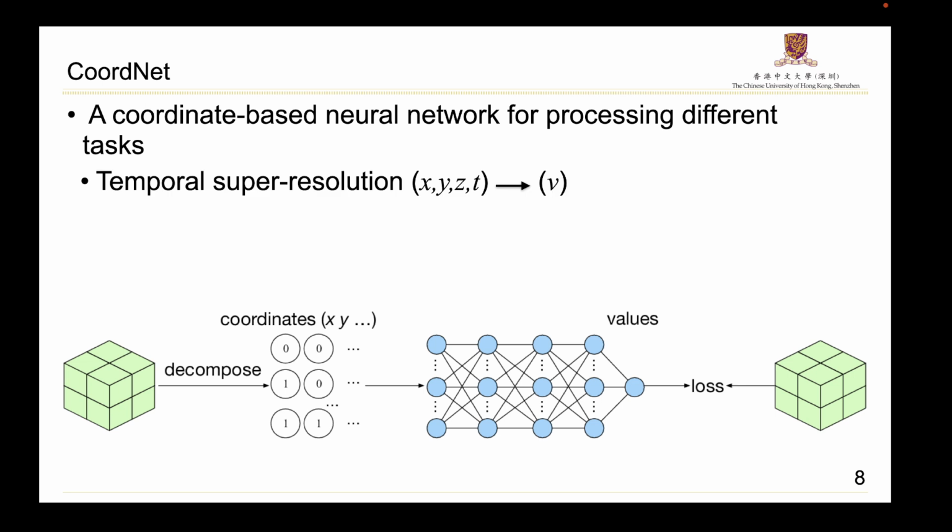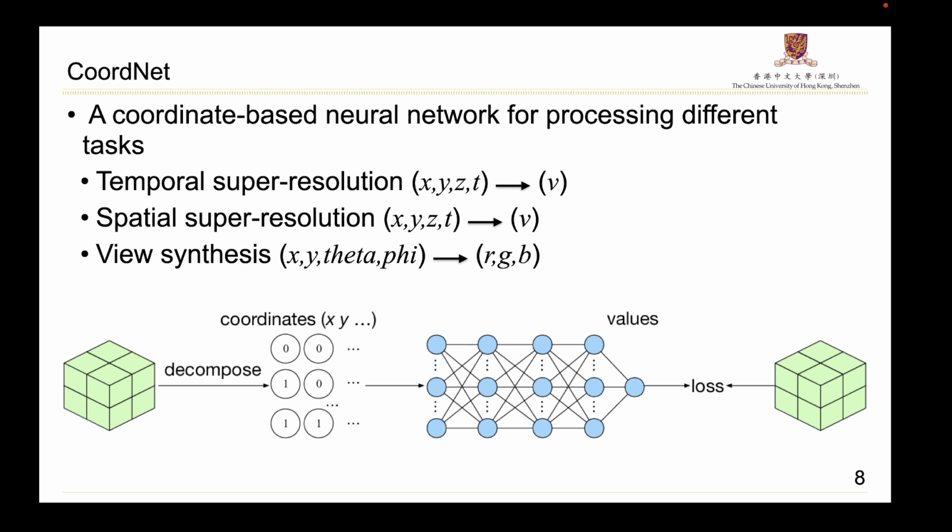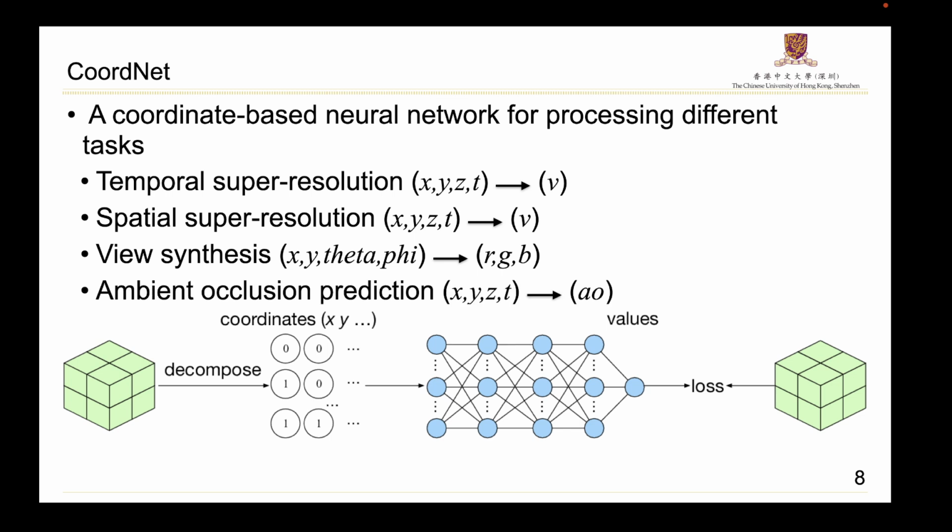In the mentioned four tasks, we can decompose them into a set of coordinates. Like spatial and temporal superresolution, the coordinate is x, y, z, t, and the corresponding output is the voxel value. For field synthesis, given the image location x, y, and the rendering field parameters theta and phi, we need to predict the RGB value. And for ambient occlusion prediction, given x, y, z, t, we need to predict the ambient occlusion value.